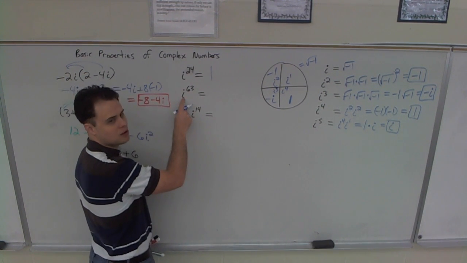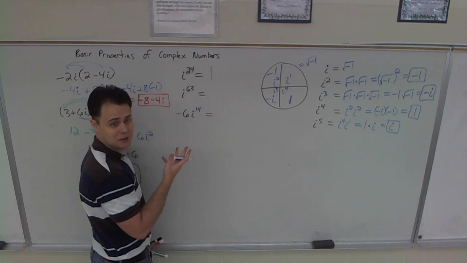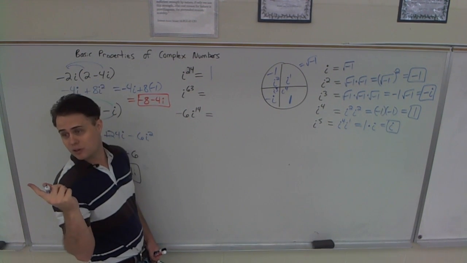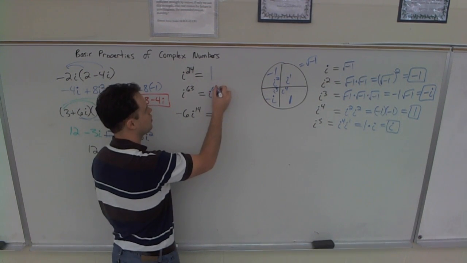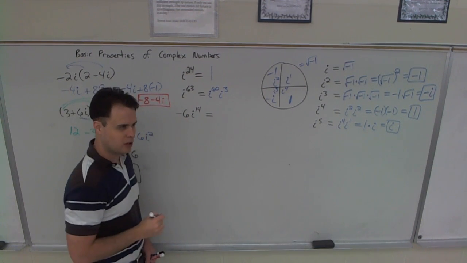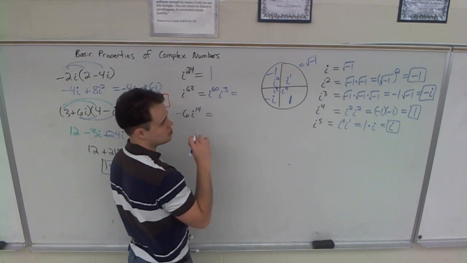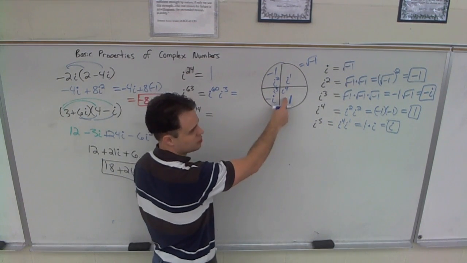What's the closest power of 4 underneath? 60. That's above. Closest power underneath is 60, right? So you could write this as all kinds of combinations, just like we were thinking about a second ago. That's a really good one though, because i to the 60th, 4 goes into it, it's divisible by 4, and all powers of 4 are the easiest.